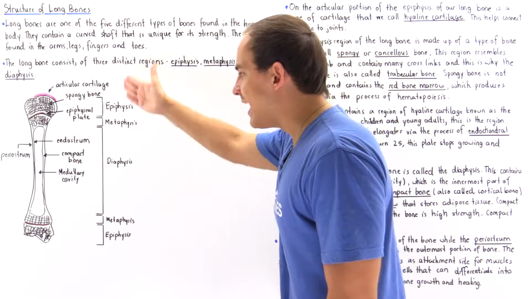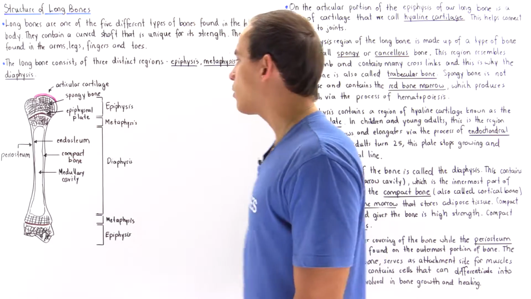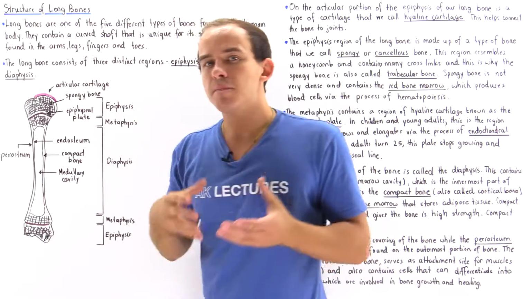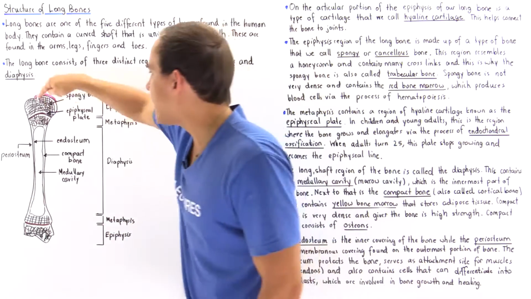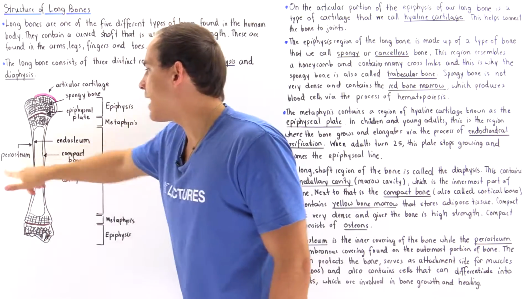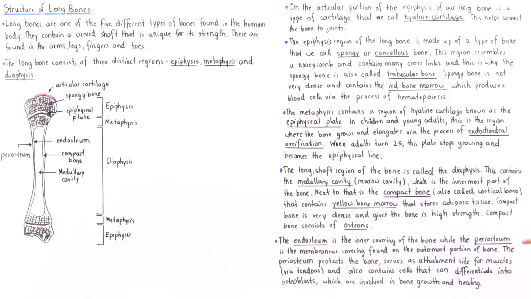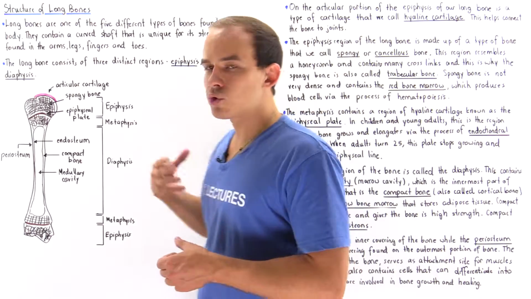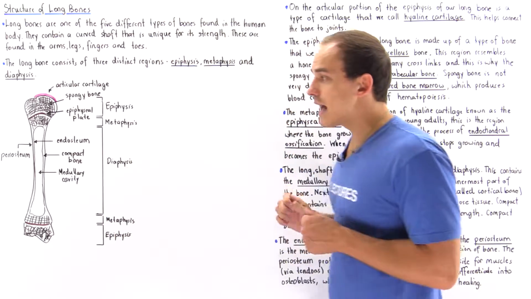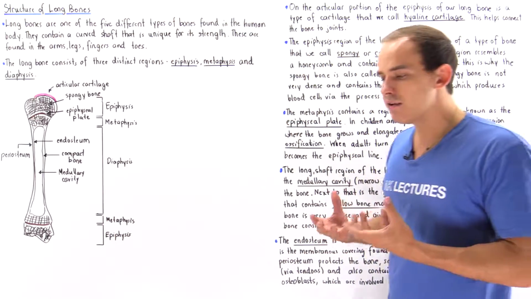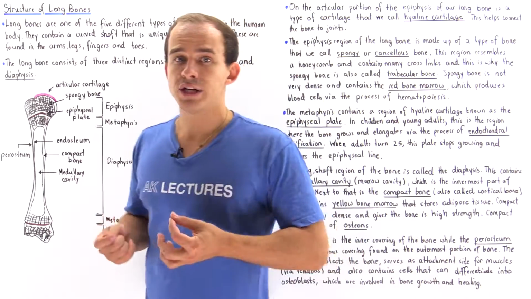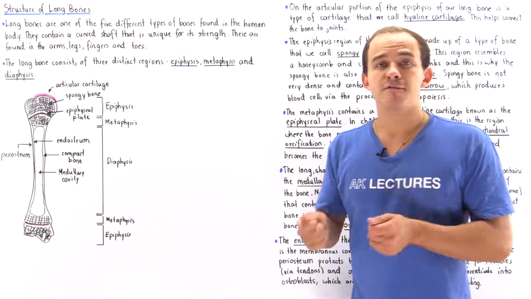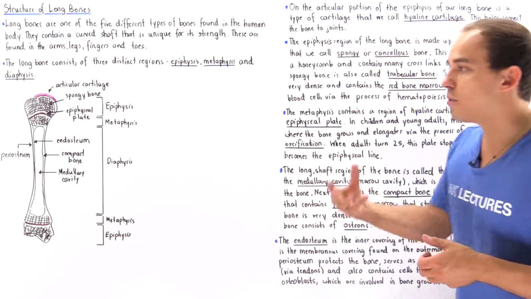Now, the lining of the inner portion of the bone is known as our endosteum, while our outermost lining, so the membranous fibrous covering found outside the entire bone, is known as our periosteum. The periosteum is involved in bone healing and bone growth, and that basically means inside the periosteum we have these cells that are capable of differentiating into osteoblasts, where osteoblasts are the cells that are involved in bone growth as well as bone healing.